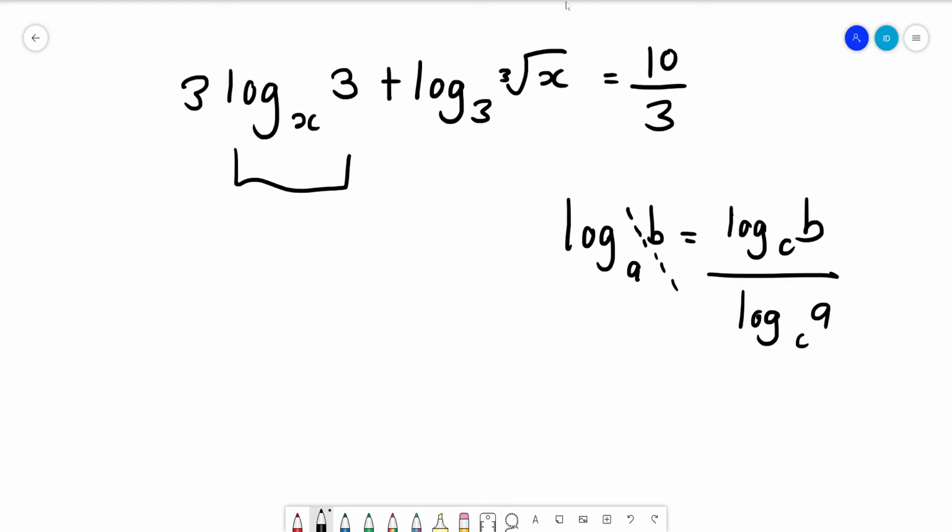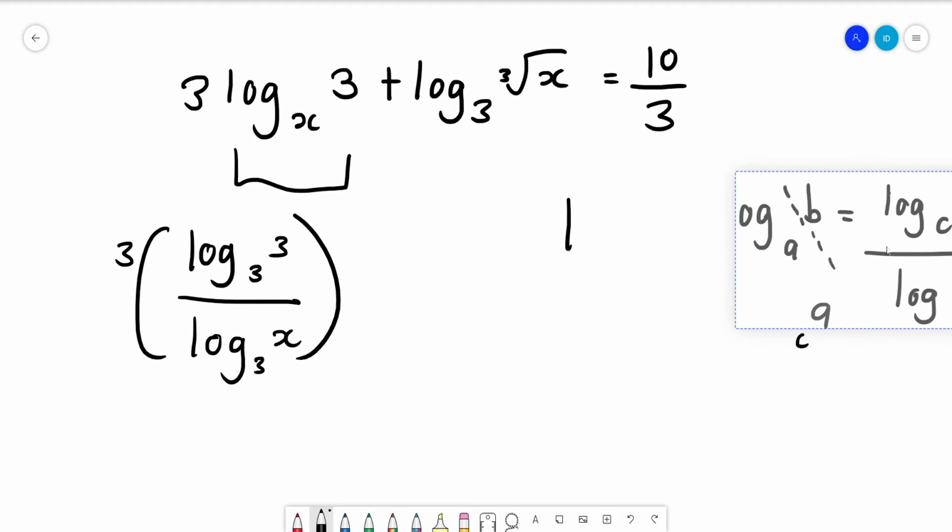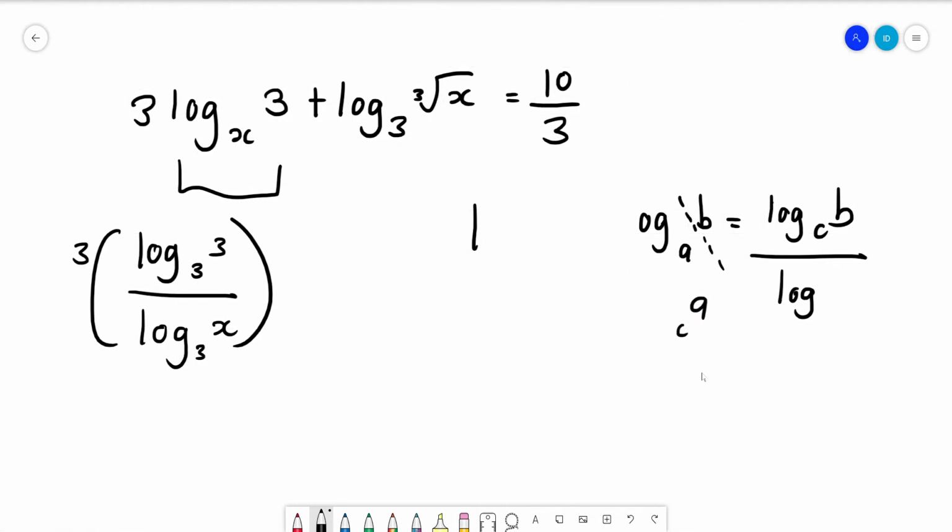So right now, I want to change my base to base 3 because that is much simpler. So how do I do this? By log base 3 of 3 divided by log base 3 of x. Okay, let me bring this somewhere else because it interrupts me, sorry.